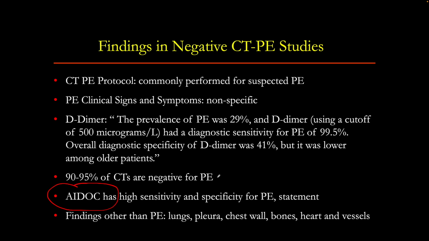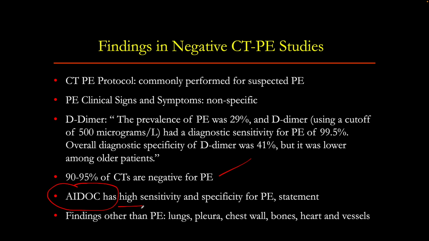So, since 90 to 95% of these studies are negative for PE, and AIDoc can very easily rule out PE, the studies are challenging because patients still have, like I said, signs and symptoms that are suggestive of acute pulmonary embolism, although you have ruled out PE, which is a life-threatening abnormality.